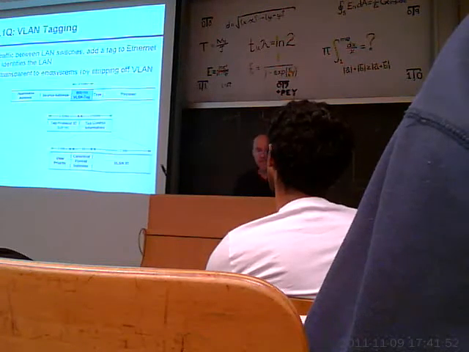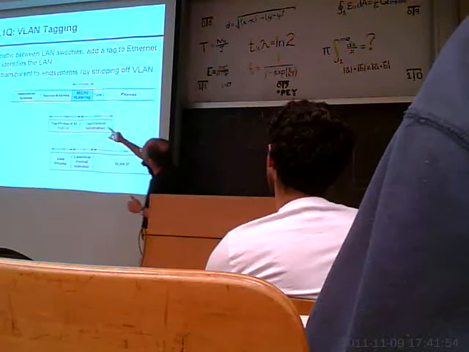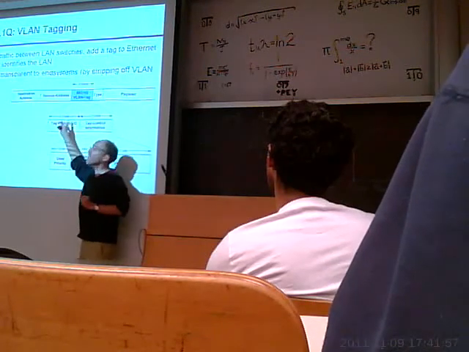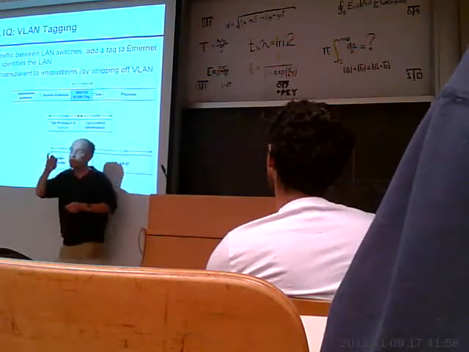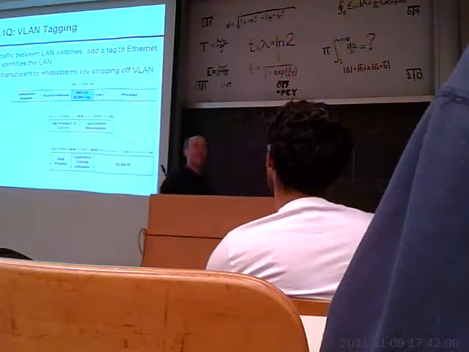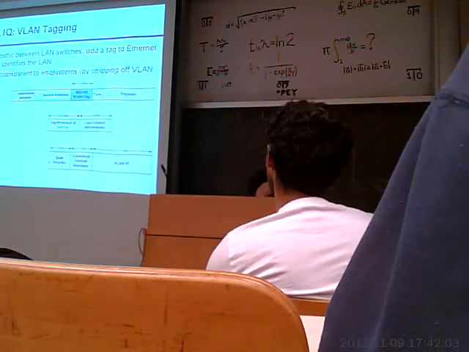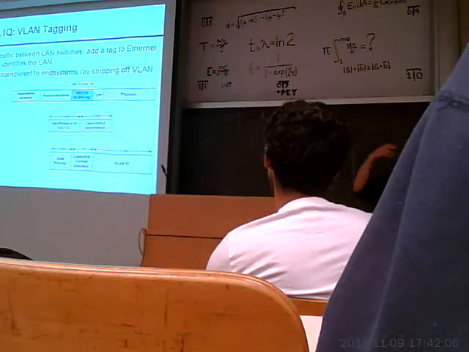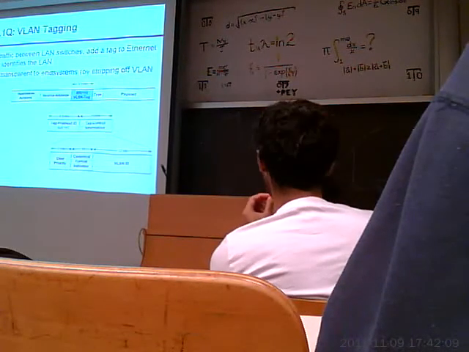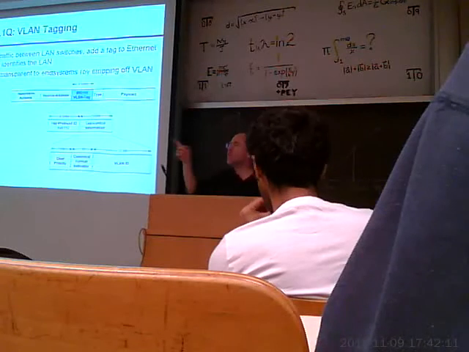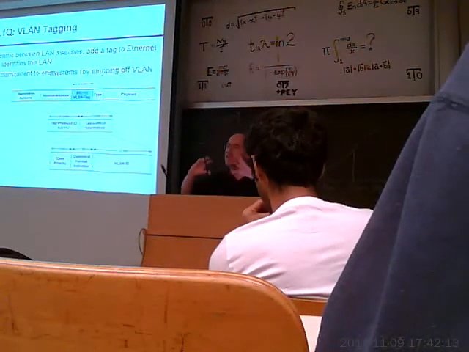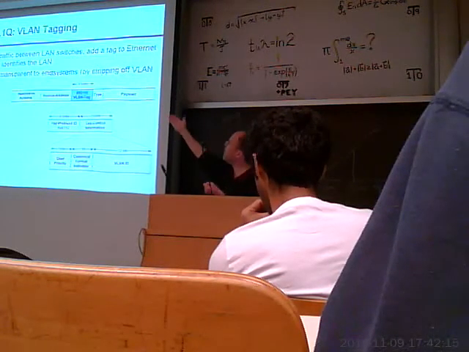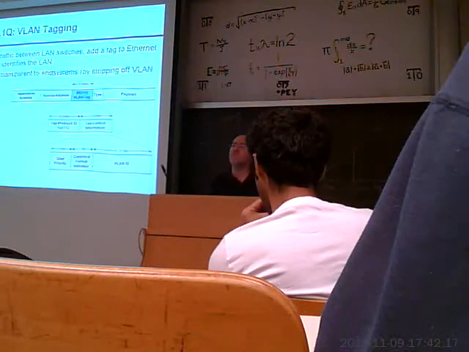The VLAN tagging, this protocol for adding it, is an addition to the IEEE 802 standard. That's called 802.1Q. Remember, 1D was the spanning tree, 1Q is VLAN. So if you're looking at an Ethernet switch, it will say it implements 802.1Q. That is VLAN tagging. That's simple.